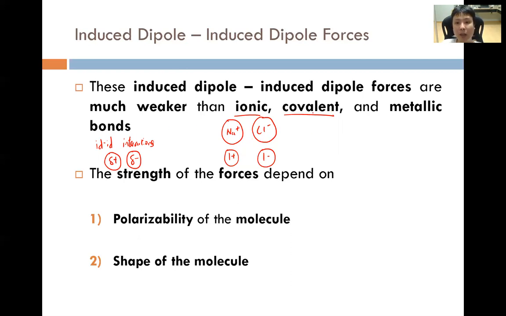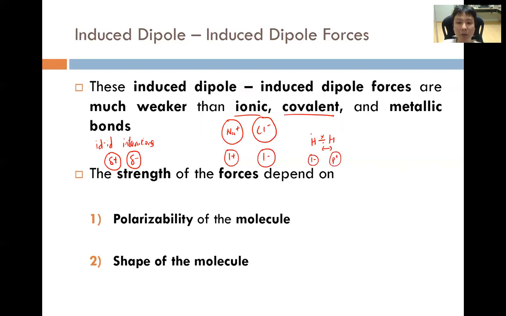The covalent bond, on the other hand, is, for example, the electrostatic force of attraction between the nucleus and the shared pair of electrons. So of course, electrons have a full minus charge, and the nucleus also has a full plus charge.